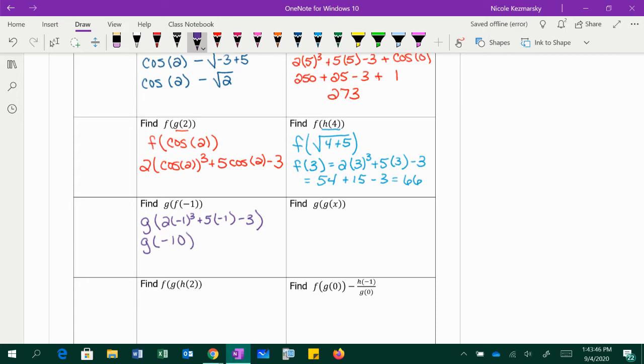And then g is cosine, so we're going to make this cosine of negative 10. That's definitely not on our unit circle, so we're leaving it alone. If you wanted to, like I said before, you could come up with a decimal approximation.